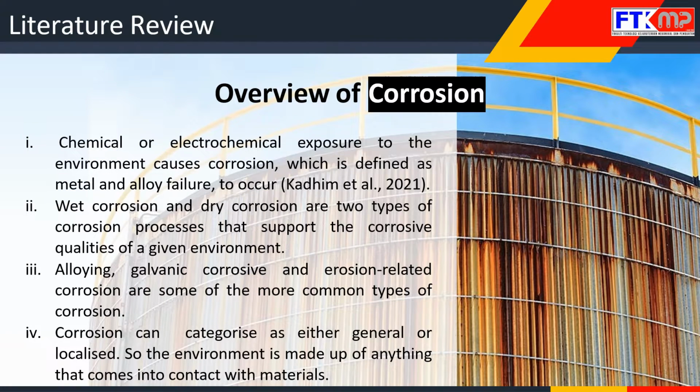Overview of corrosion. Chemical or electrochemical exposure to the environment causes corrosion, which is defined as metal and other failure to occur. Wet corrosion and dry corrosion are two types of corrosion process that support the corrosive qualities of a given environment. Alloying, galvanic corrosion, and erosion-related corrosion are some of the more common types of corrosion. Corrosion can be categorized as either general or localized. So the environment is made up of anything that comes into contact with the material.